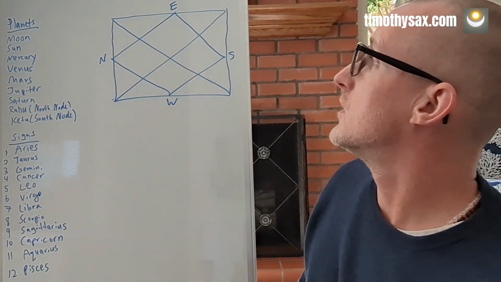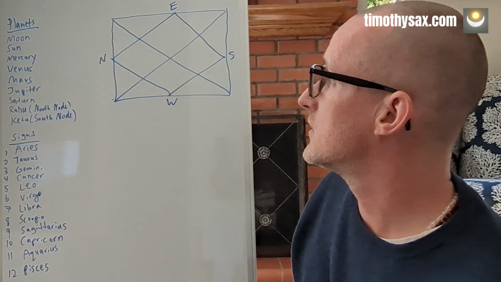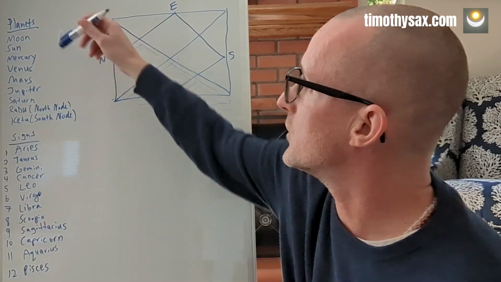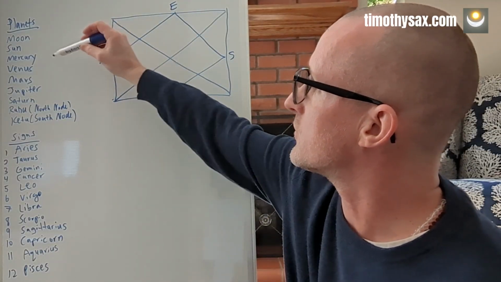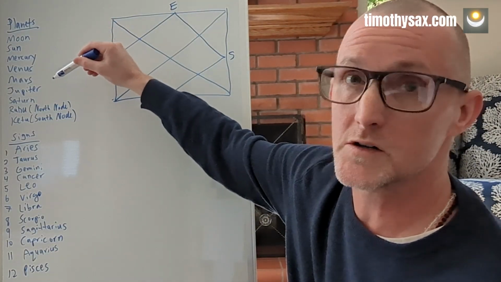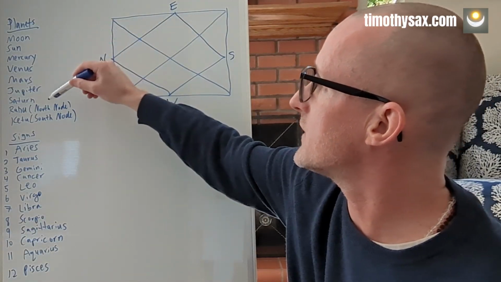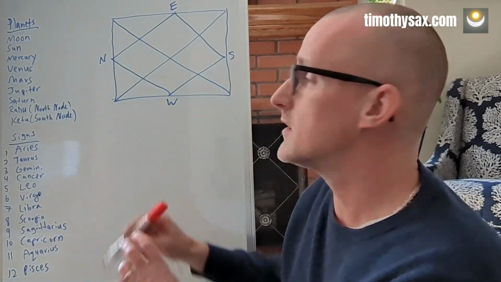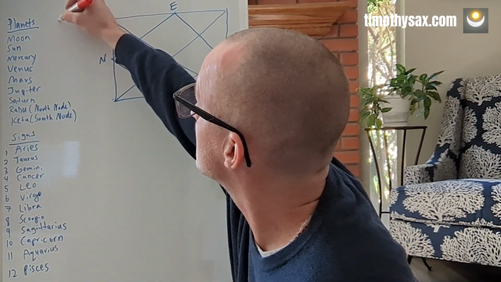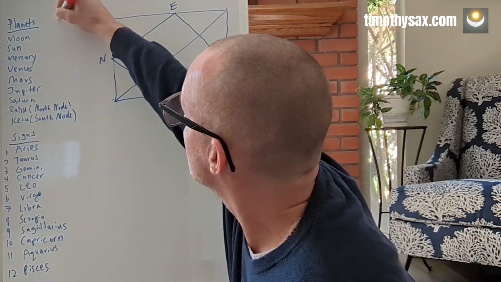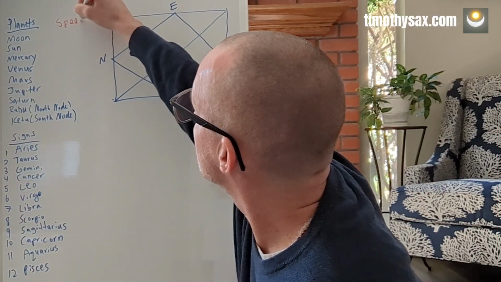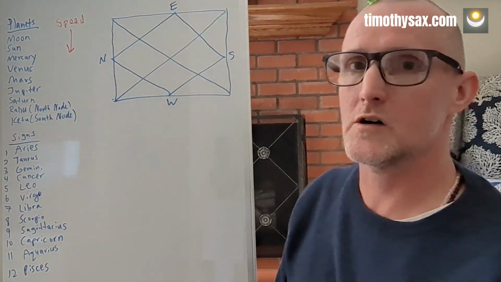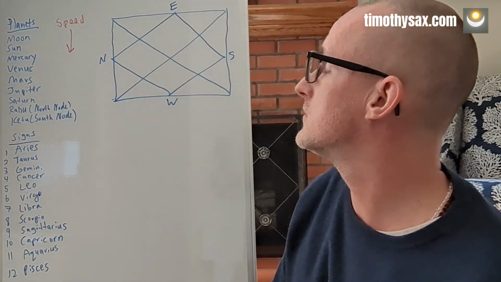So first we have the planets. There's the moon, the sun. We call them the luminaries. There's Mercury, Venus, Mars, Jupiter, Saturn. And these are listed in the order of how fast they move. All of the planets move at different speeds.